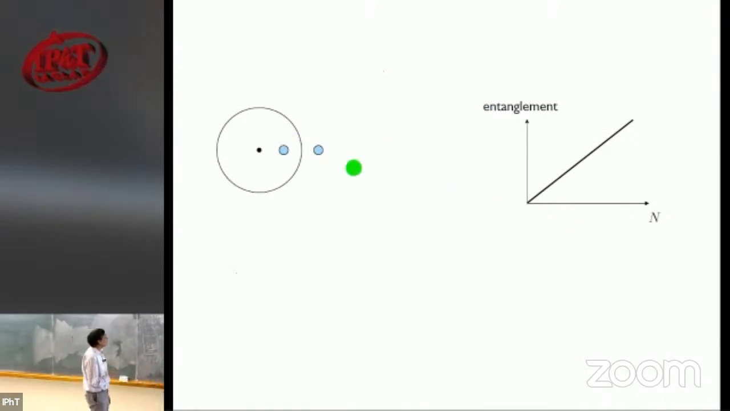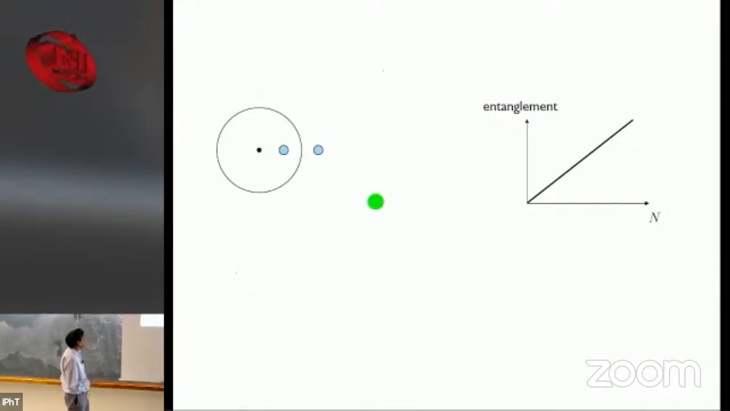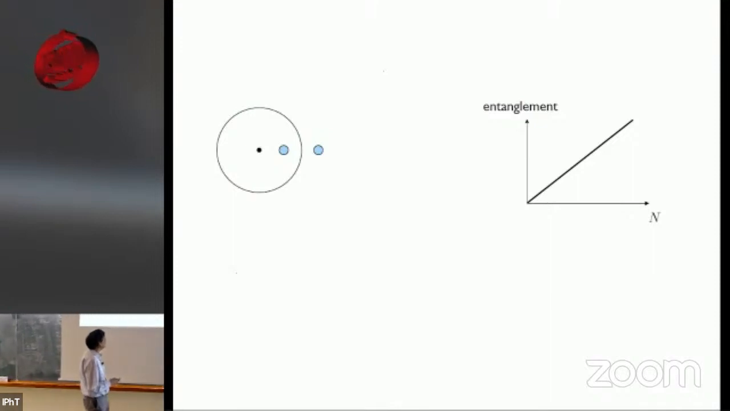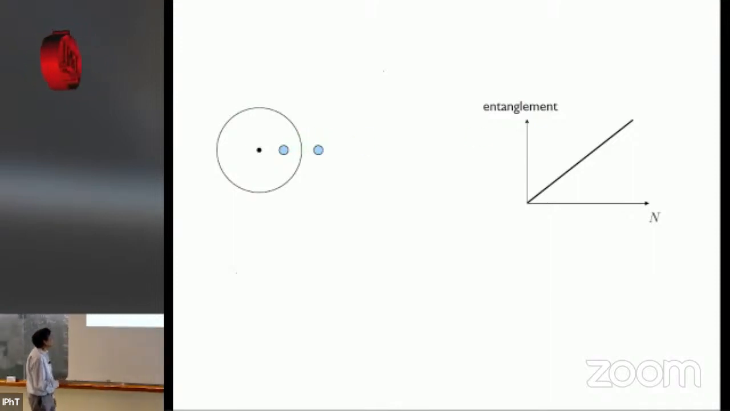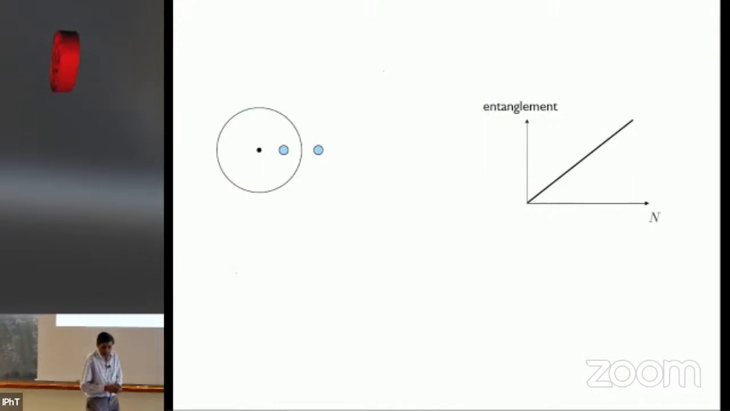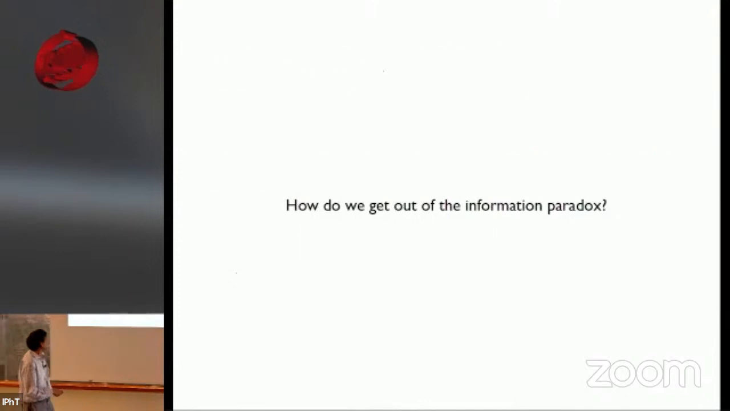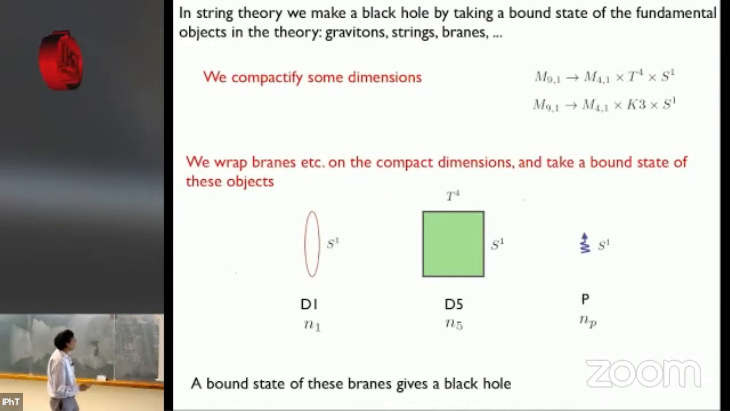So anyway, the problem with all this picture of Hawking, of course, is that you get these entangled pairs, two particles, but then as you keep producing every entangled pair, the entanglement between the outside and the inside, as a function of the number of particles you have produced, keeps rising, and so the entanglement graph just keeps going up and up. Okay, so that's the problem. And so if you have a horizon, you actually have a problem, and you have to find a way of getting out of it. So we know in string theory what we do to get out of it.